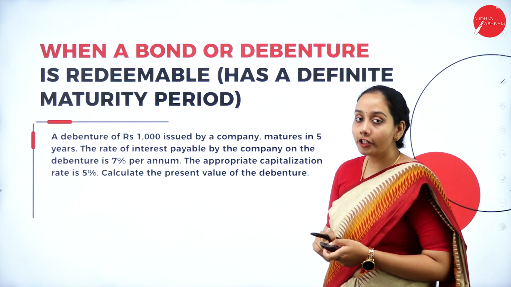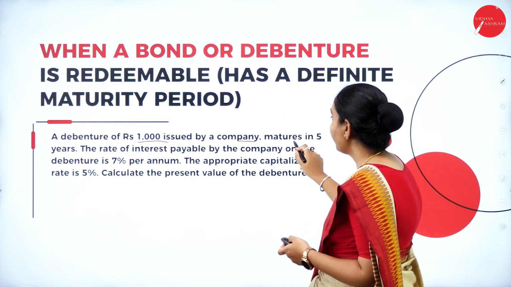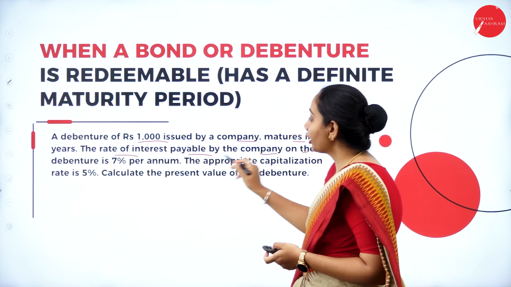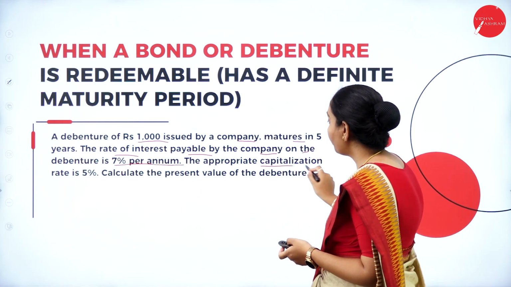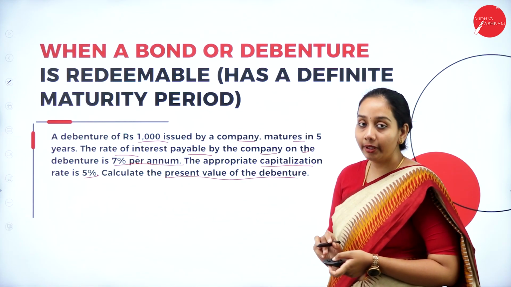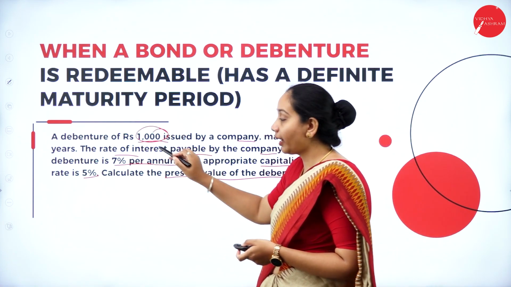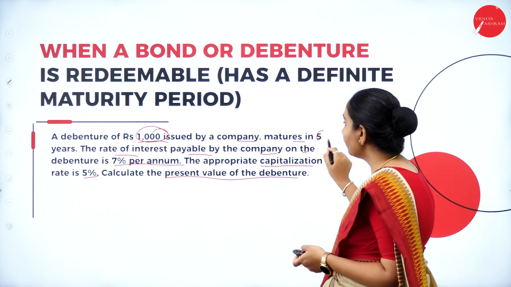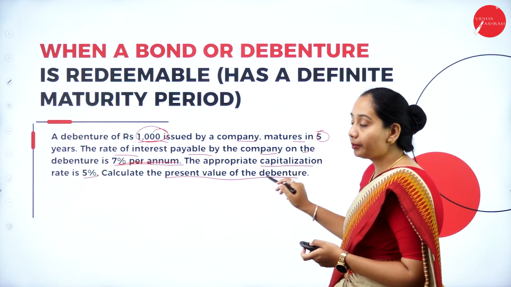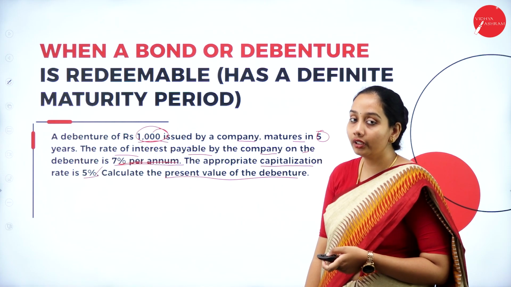Starting with the first problem: a debenture of rupees 1000 issued by a company matures in 5 years. The rate of interest payable by the company on the debenture is 7% per annum. The appropriate capitalization rate is 5%. Calculate the present value of the debenture. So the debenture costing rupees 1000 has been issued by a company for a period of 5 years, the rate of interest is 7% per annum, and the appropriate capitalization rate is 5%. We are supposed to calculate the present value of the debenture.